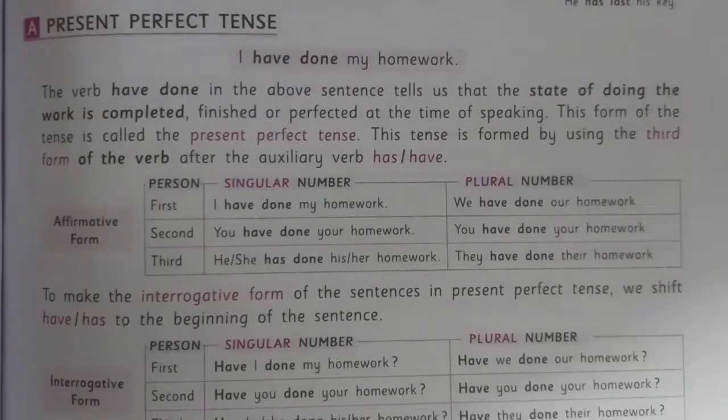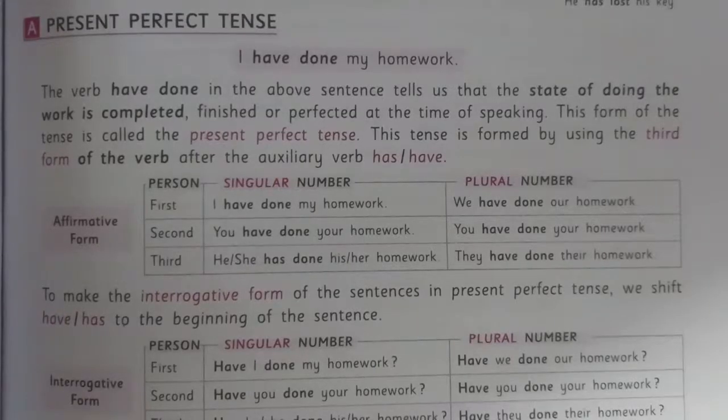Present perfect tense is used in order to show an action that has just been completed. Or you can say, this tense shows an action that was going on in the past but has been completed only recently, just in the present period of time.